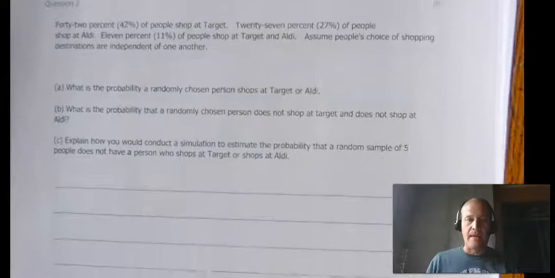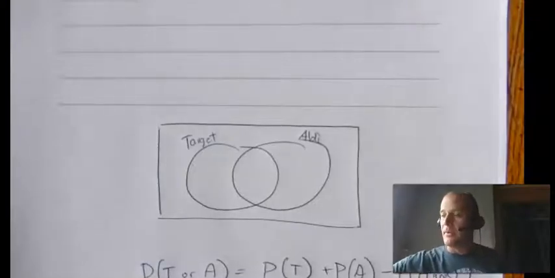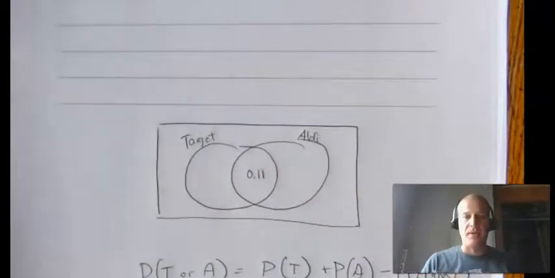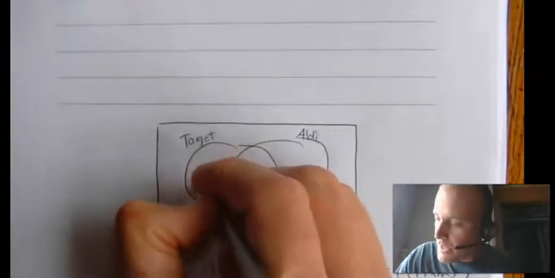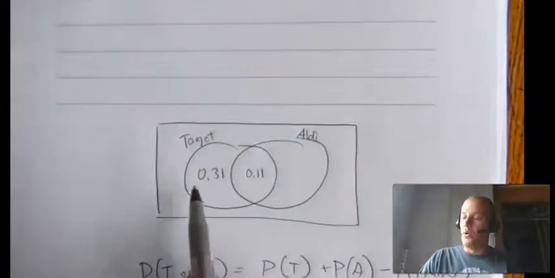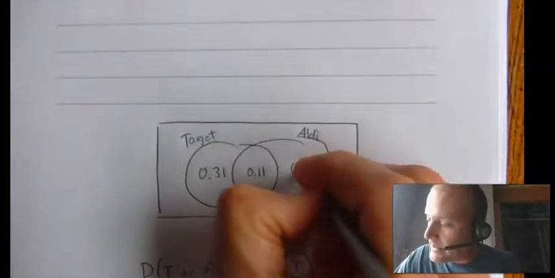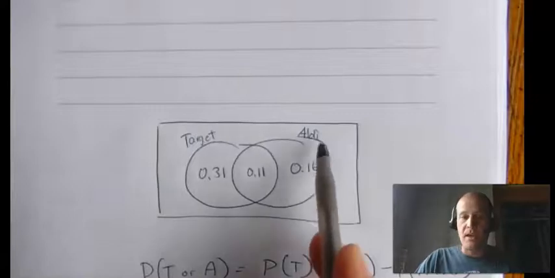So a great way to analyze this situation is with a Venn diagram. Another way would be a two-way table. They tell me that 11% of the shoppers spend their time at Target and Aldi. So what that means is if I take the 42% minus the 11%, I've got 31%, who only shop at Target. And then 27 minus 11 is 16%. So 16% only shop at Aldi.